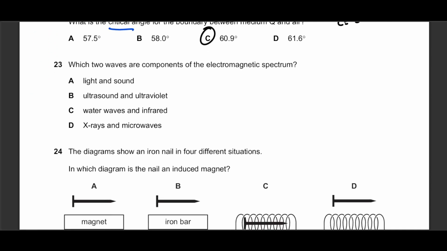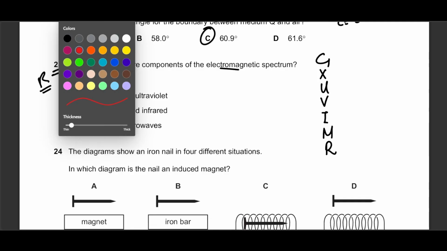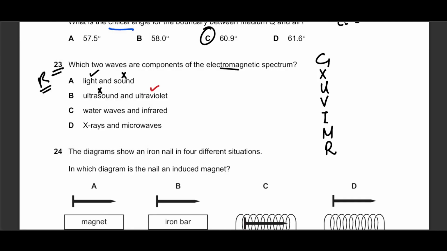Question number 23. From the electromagnetic spectrum, the electromagnetic spectrum is gamma rays, X-rays, ultraviolet, visible light, infrared, microwave, and then radio waves. So light is a part of it. Sound is actually not part of the electromagnetic spectrum, and this is why it confuses you. So ultrasound is again a sound wave, not an electromagnetic wave. This is a very common repeated question in which it deliberately tries to confuse you. Ultraviolet is, water waves are not, infrared is, X-ray is, microwave is, as we can see from the spectrum. So it's going to be option D.